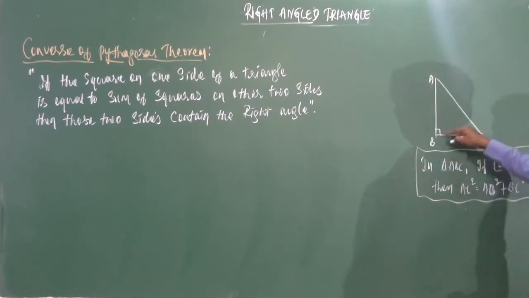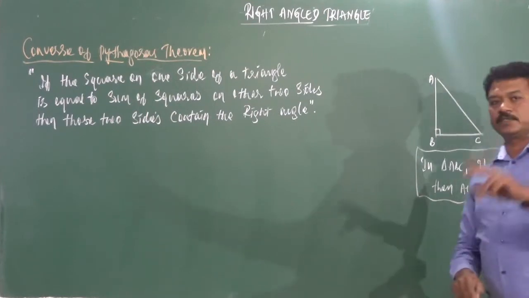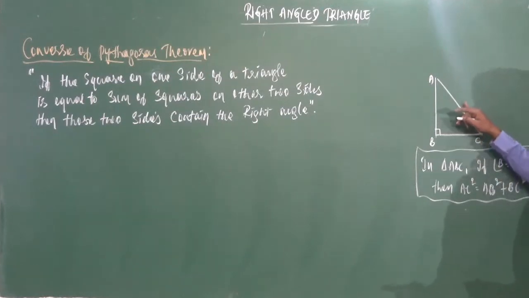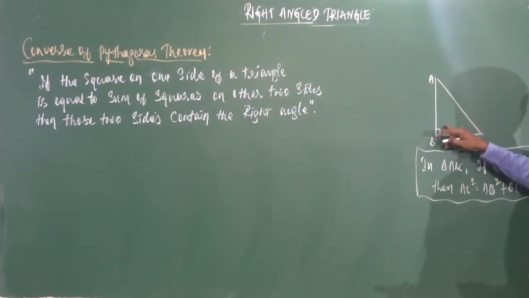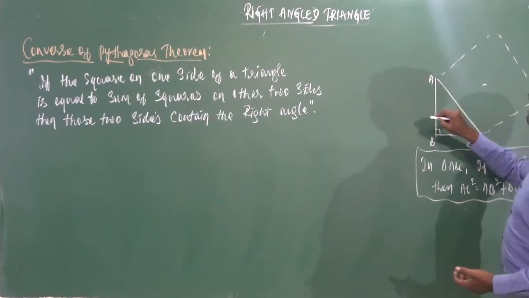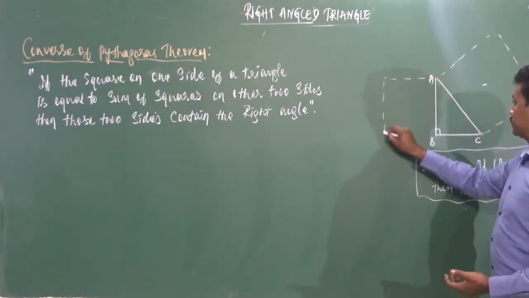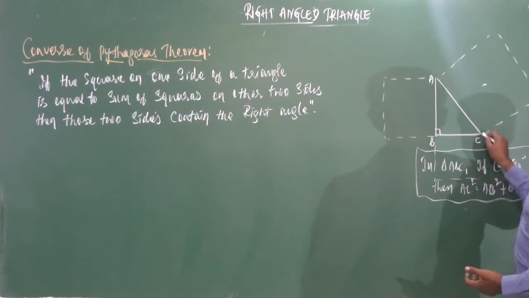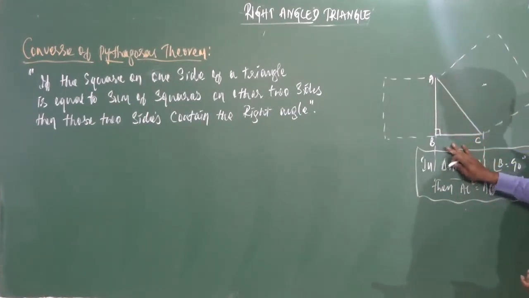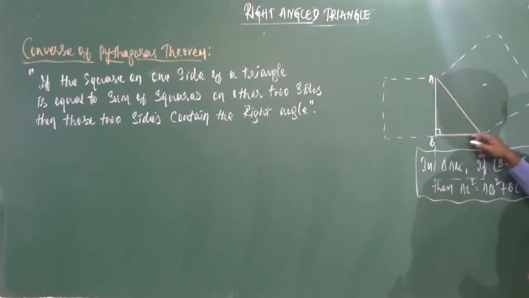In any triangle, if one of the three angles is equal to 90 degrees, then the square built upon the side opposite to the right angle has an area equal to the sum of the squares built on the other two sides. So this is AC square is equal to AB square plus BC square. This happens only in a triangle where one of the angles is 90 degrees.